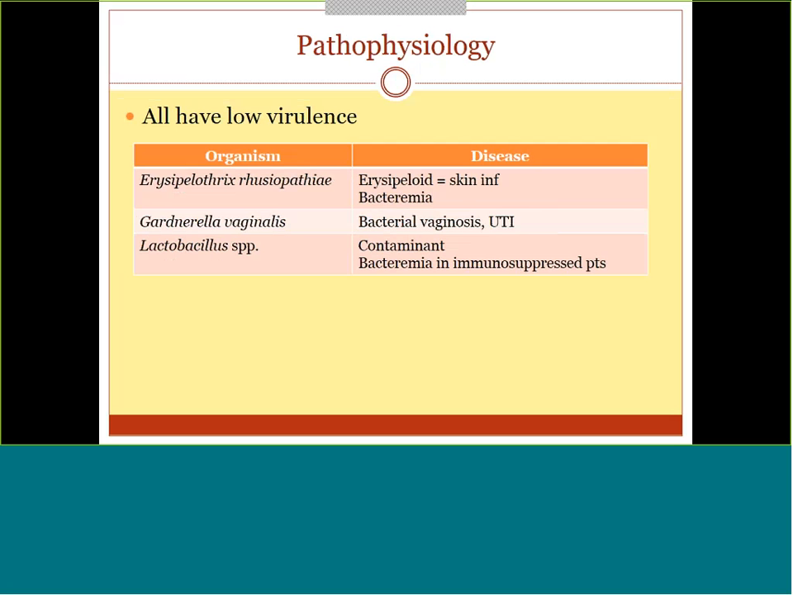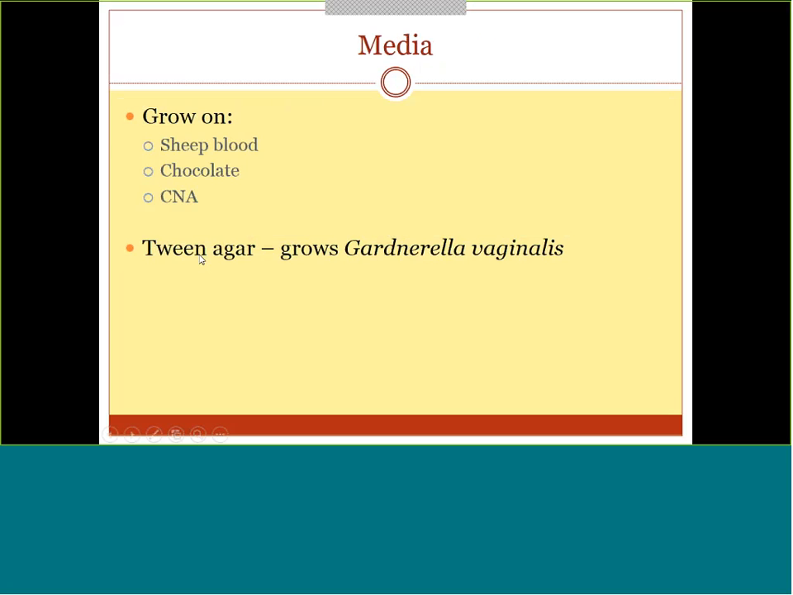So, again, they're all low virulence, but Erysipelothrix, again, is related with skin infections, and they're specifically called erysipeloids, the type of skin infection that Erysipelothrix gives. Gardnerella vaginalis, like I said, causes bacterial vaginosis. Sometimes you might see it show up as a UTI. And then Lactobacillus, typically contamination, extremely rare for it to cause anything. You'd have to be extremely immunosuppressed for this to come up as anything.